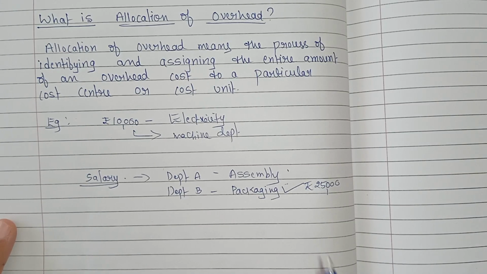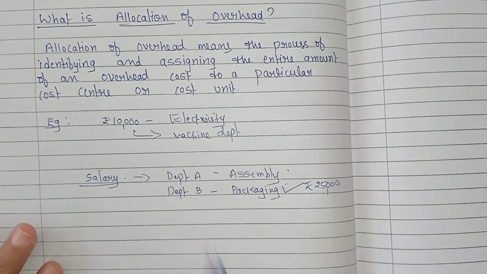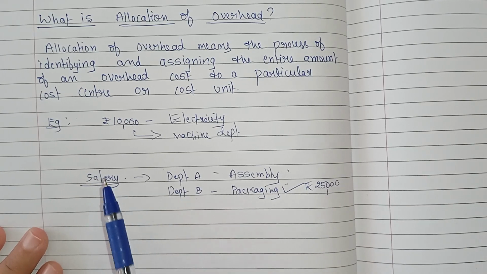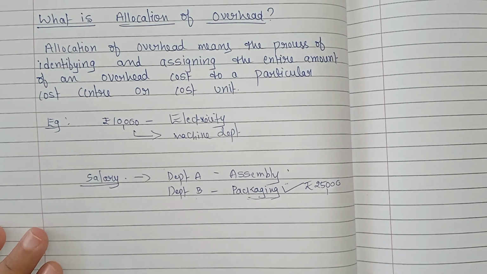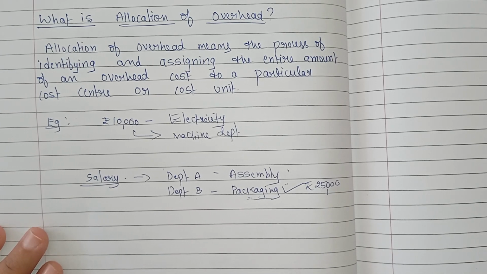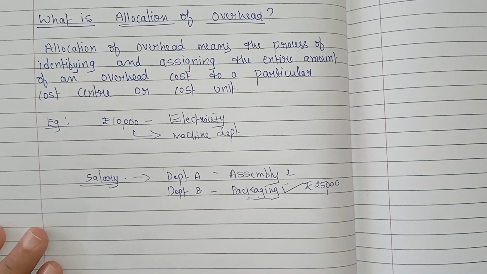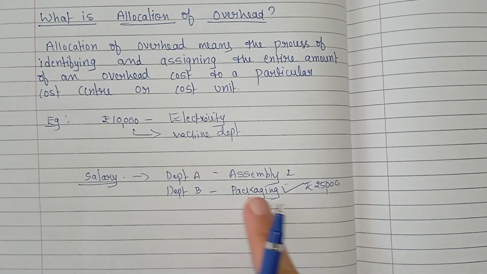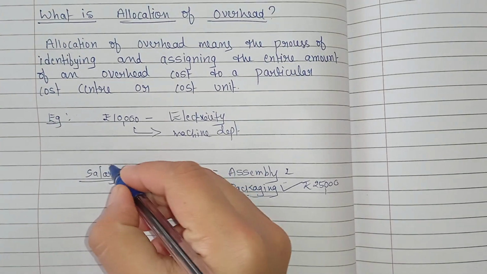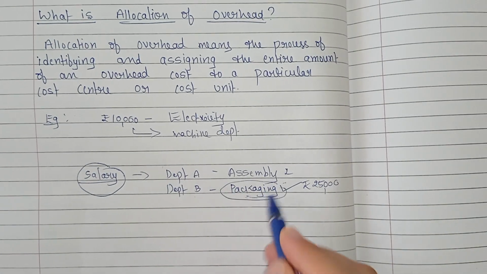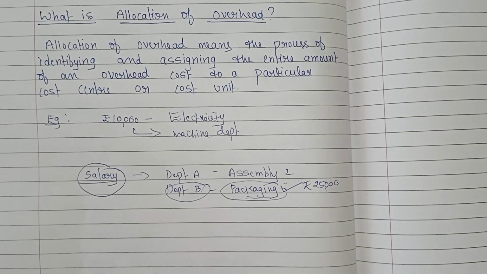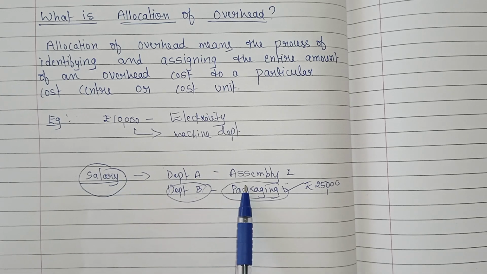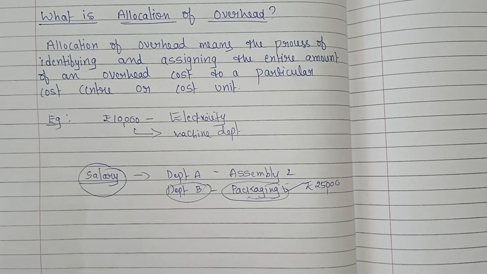Now the supervisor works only for department B, not for department A. So the entire rupees 25,000, this overhead, meaning this salary, is directly allocated to packaging, not to assembly, not to department A. This is called allocation of overhead because the cost is clearly linked to just one cost center, that is department B. This is our overhead cost, that is salary, and this is our cost center, department B, and that supervisor is working only in department B. So the amount of rupees 25,000 is allocated to this cost center, department B packaging.